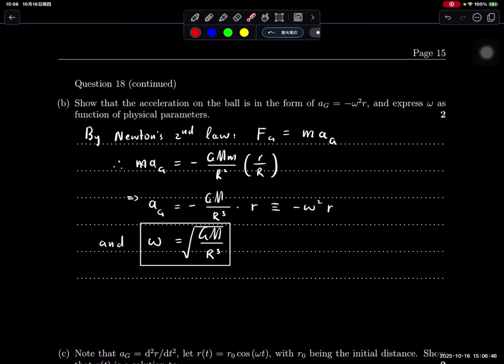Show that the acceleration of the ball is in the form of this, and then figure out what omega is. So omega is literally this thing, we can just multiply by the mass.